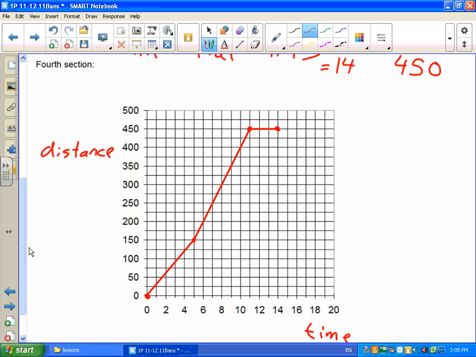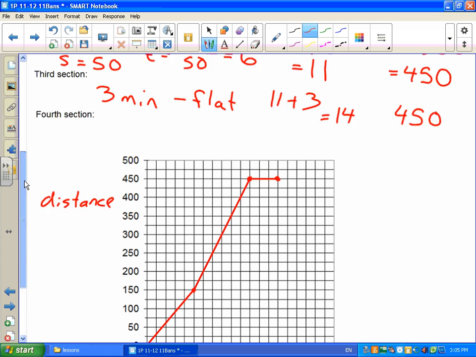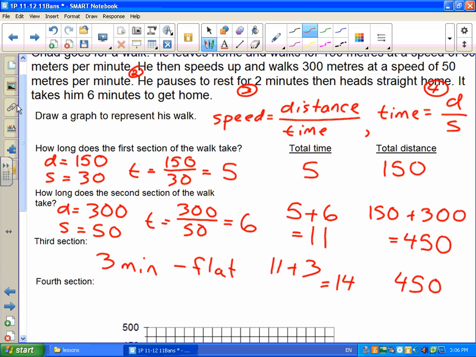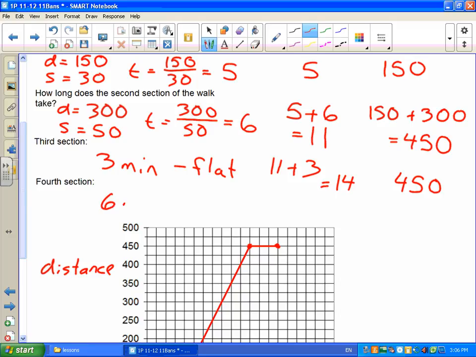It does go to 20. Why, though? How long does this section go? Not 5 minutes, but 6 minutes, right. So it takes him 6 minutes to get back home. So if he was at 14, and we add on those 6 minutes, he's at 20 minutes.